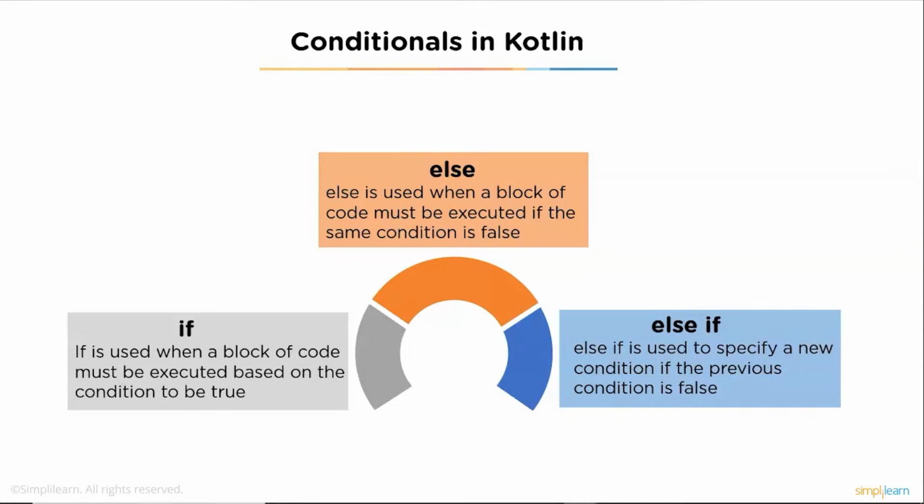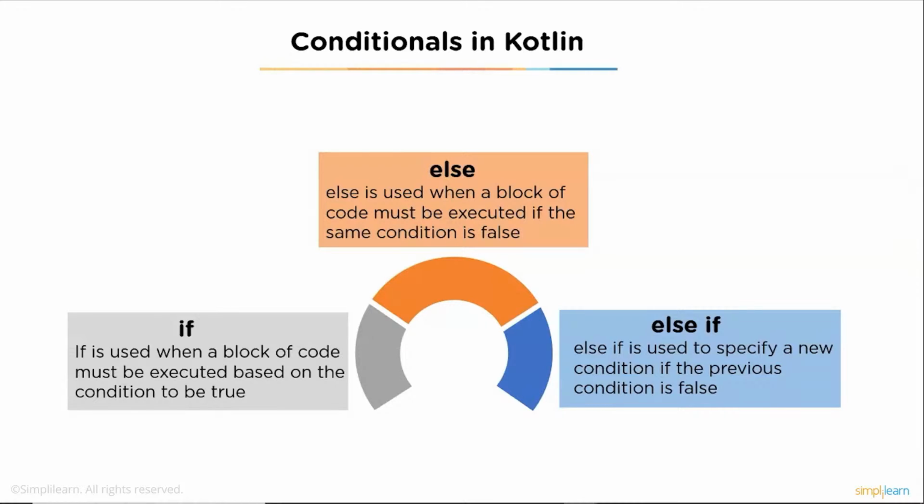So let's have a look at that. First is the if statement. If is used when a block of code must be executed based on the condition being true. Second is the else statement. Else is used when a block of code must be executed if the same condition is false. Third is the else if statement. Else if is used to specify a new condition if the previous condition is false. We will understand them in detail.